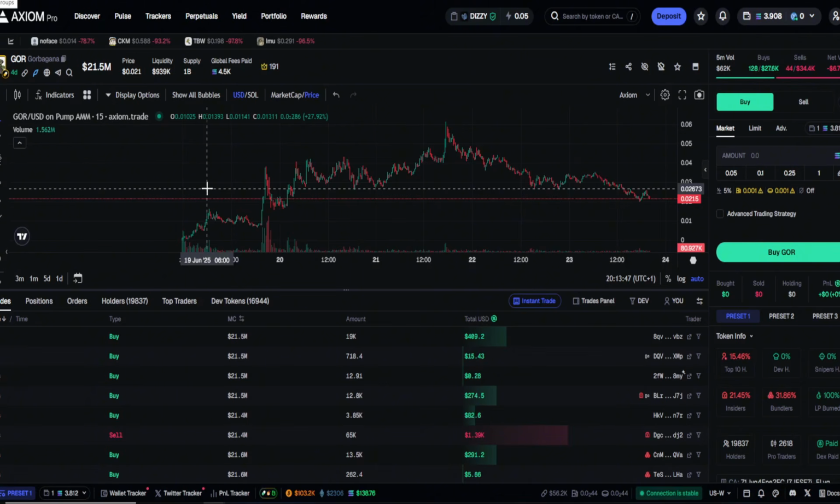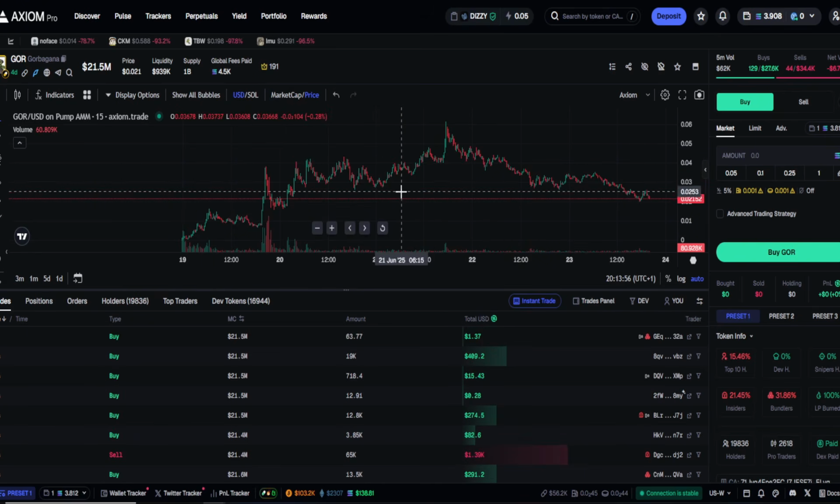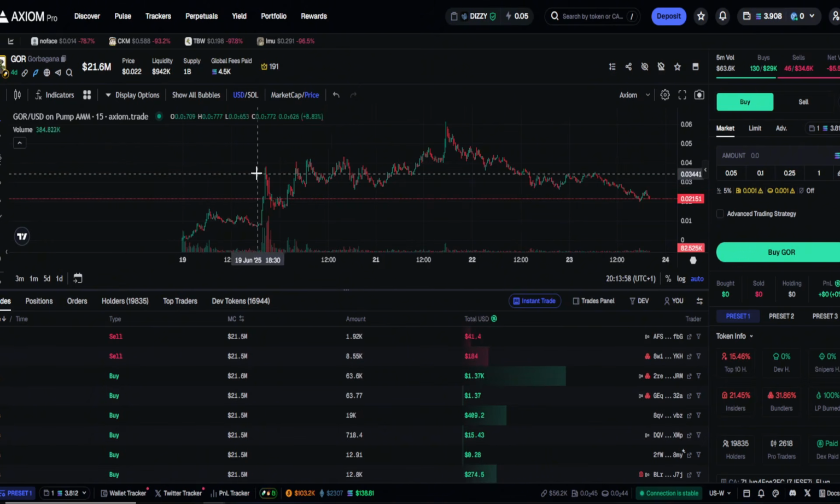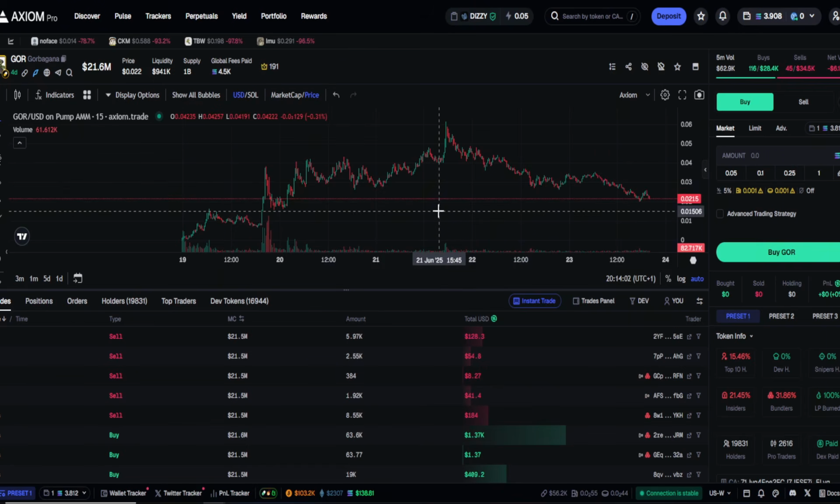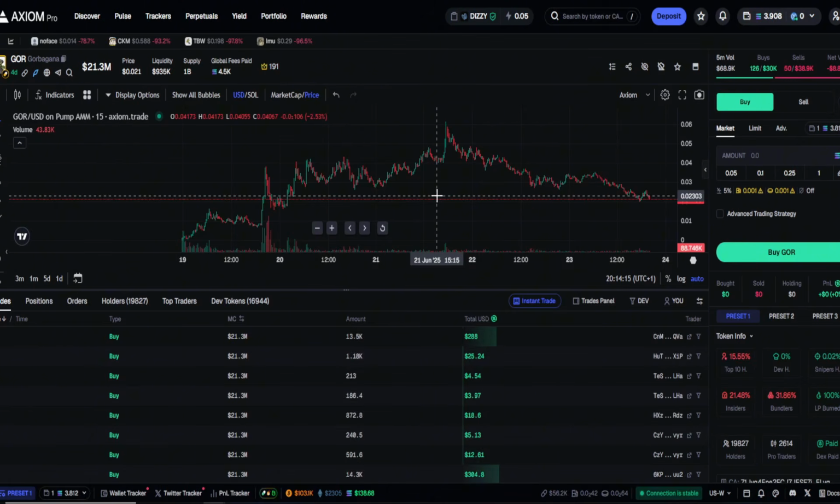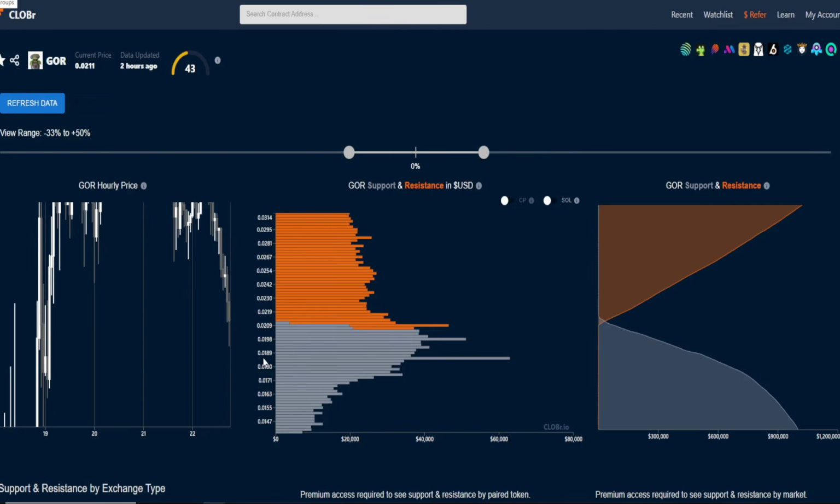I'm sure, like me, you've had a situation where you entered a coin and you thought it would go up and it just ended up going down, or you thought that it would hit support, there'd be a support level, but then it just kept trending down, or it just went sideways when you're expecting it to move with some volatility. And the reason for all of this is because you're not seeing where the real liquidity is. And this is where Clobber comes into play.